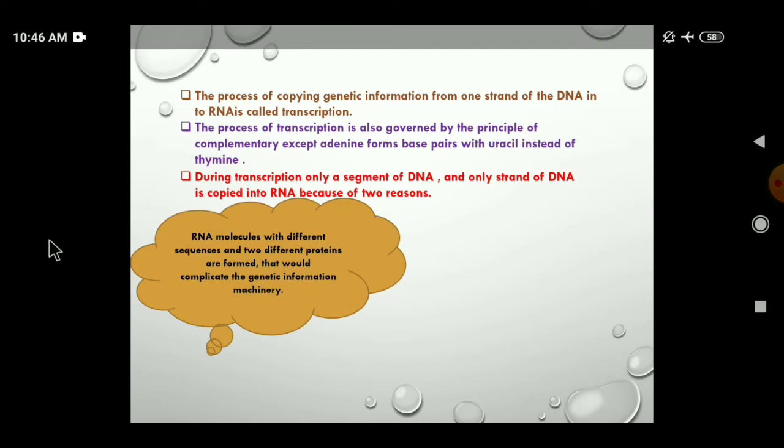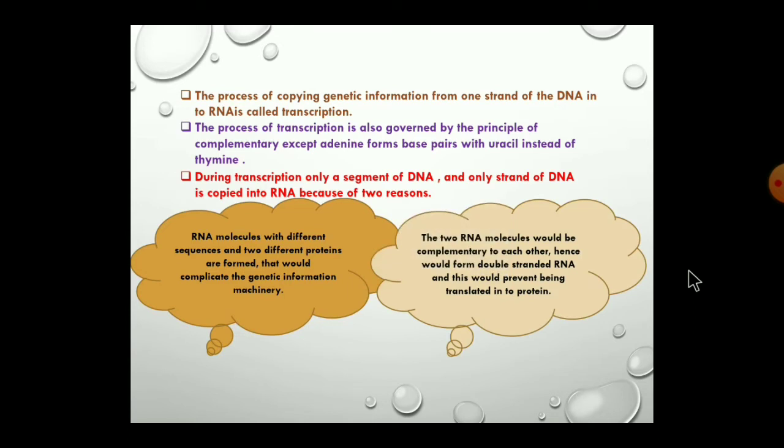The second reason is that the two RNA molecules would be complementary to each other, hence would form double-stranded RNA, and this would prevent being translated into protein. Only single-stranded RNA can synthesize protein. If RNA becomes double-stranded, it will not synthesize protein. So because of these two reasons, only one strand of DNA acts as a template strand for synthesis of RNA.